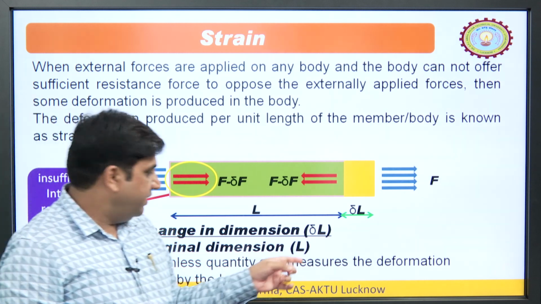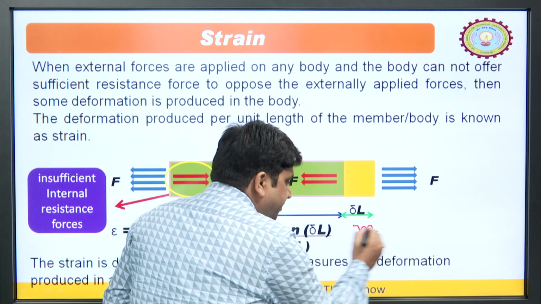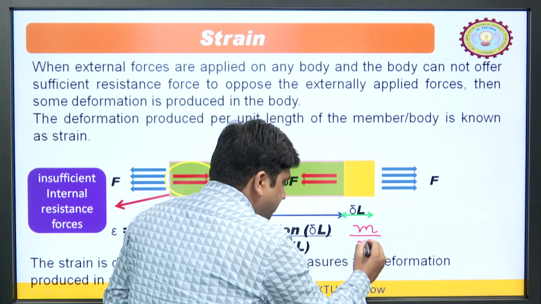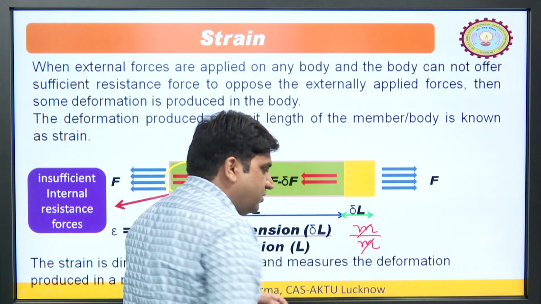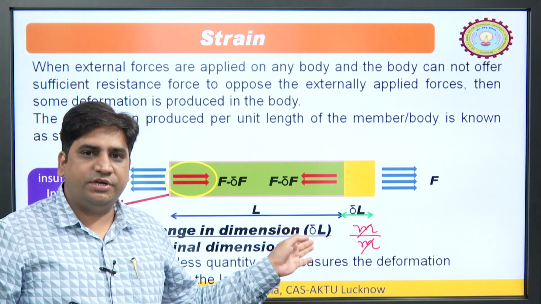Here also, delta L is measured in meters and the length is also measured in meters. So, they cancel out, which means it does not have any unit. So, it is a dimensionless quantity, right.